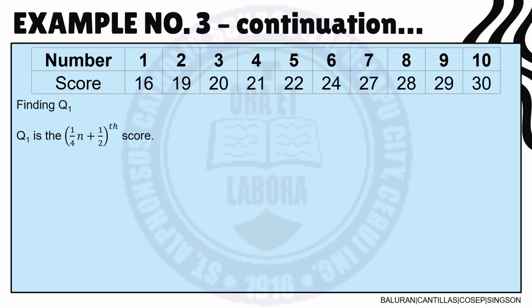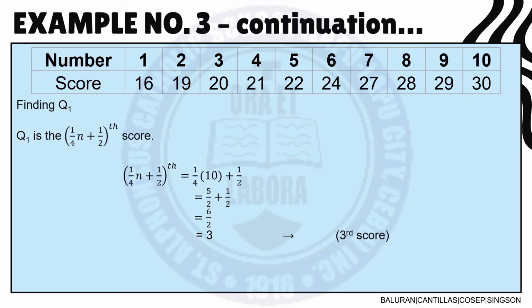So the first quartile can be solved using the formula 1/4 times n plus 1/2. Using this formula, our n is 10. Simply substitute into the given formula. So 1/4 times n, or 10, plus 1/2 gives us 5/2 plus 1/2. Since they have the same denominators, we can easily add the numerators 5 and 1. So it gives us 6, then copy the denominator 2. Then simplify. 6 divided by 2 is 3.